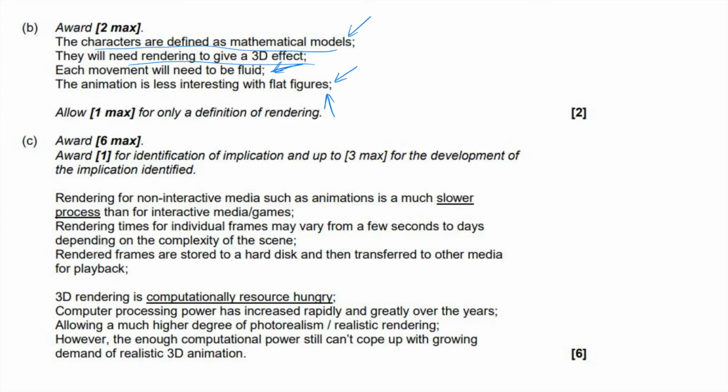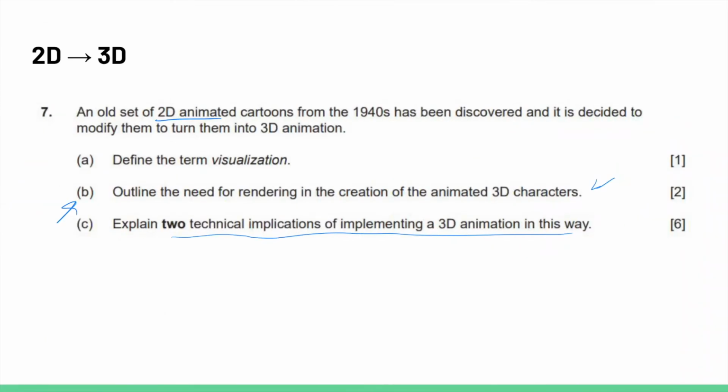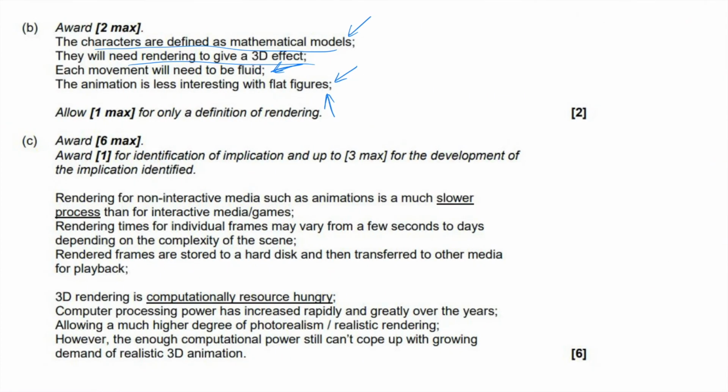And the next question was telling us what are the implications of implementing a 3D animation this way. There's actually quite a lot of them. So rendering for non-interactive media such as animation is a slower process. Rendering time for individual frames may vary from a few seconds to days depending on the complexity of the scene. Rendered frames are stored to a hard disk and then transferred to other media for playback. These are all just different facts talking about rendering, which I think are still useful to go over. 3D rendering is computationally resource hungry.